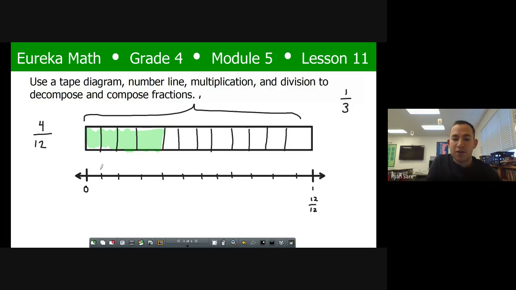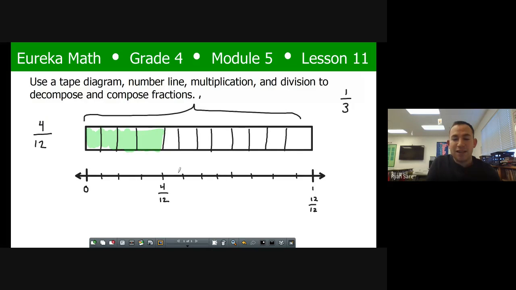Let's just double check it. 1, 2, 3, 4, 5, 6, 7, 8, 9, 10, 11, 12. So now I have a number line that's showing 12ths, and we want to show equivalence. In this case, we're looking at this number right here, 4/12. And we want to show that it's equivalent to 1/3.